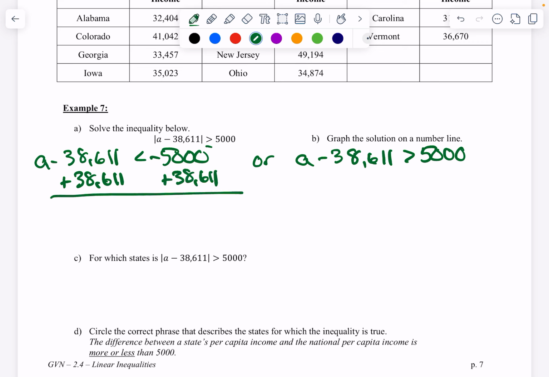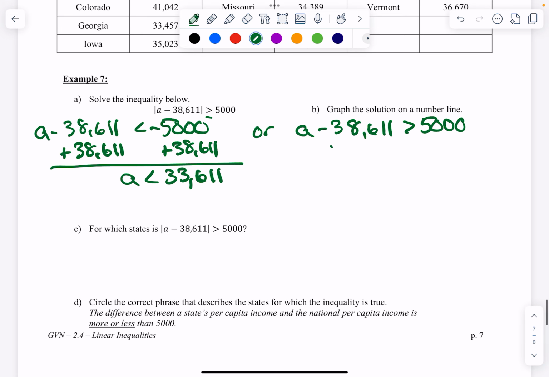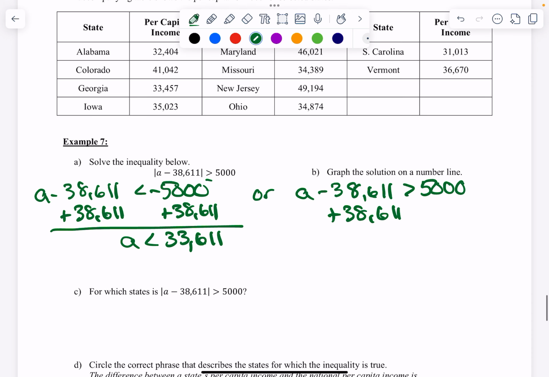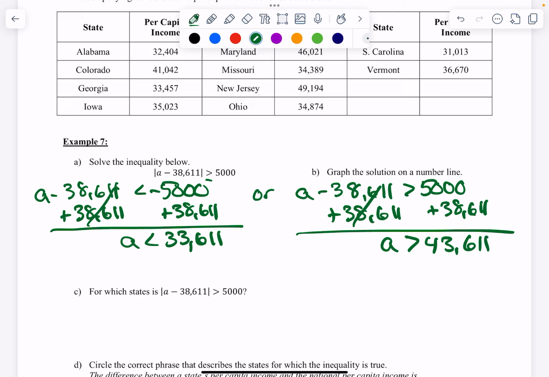And we get A is less than 33,611. Or same thing here, we add 38,611 and we get A is greater than 43,611. Okay, so we got our number, or solve the inequality.